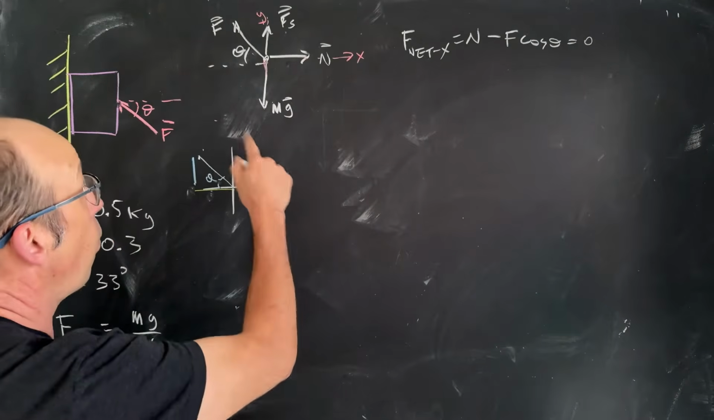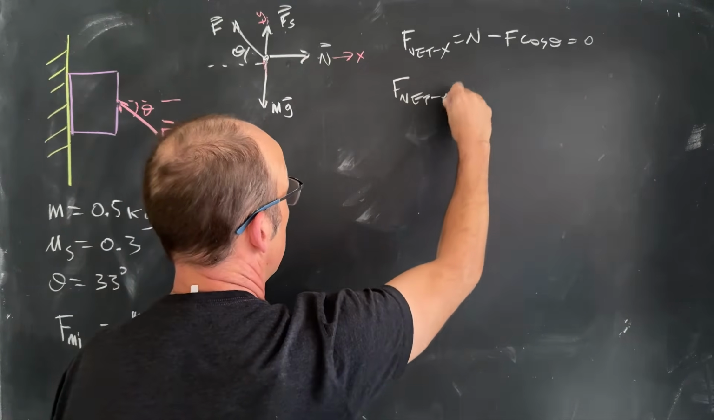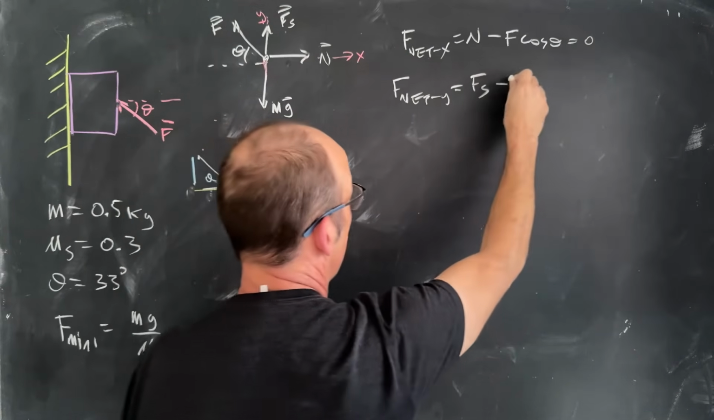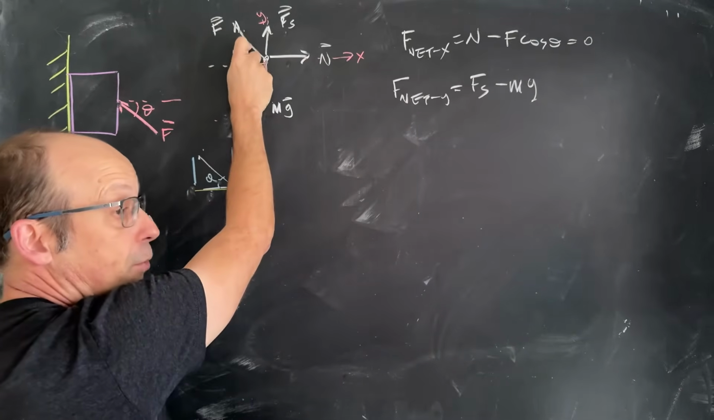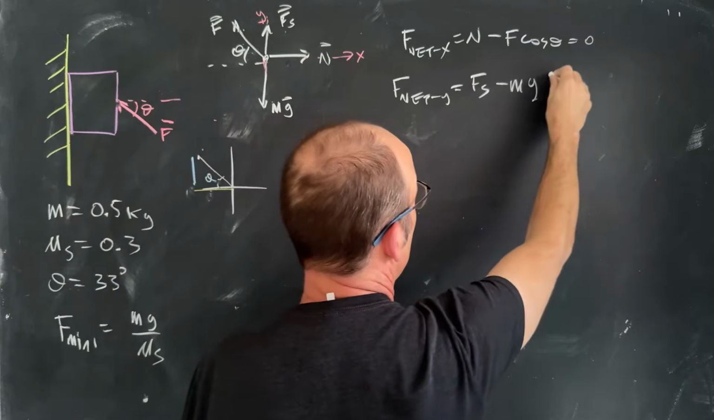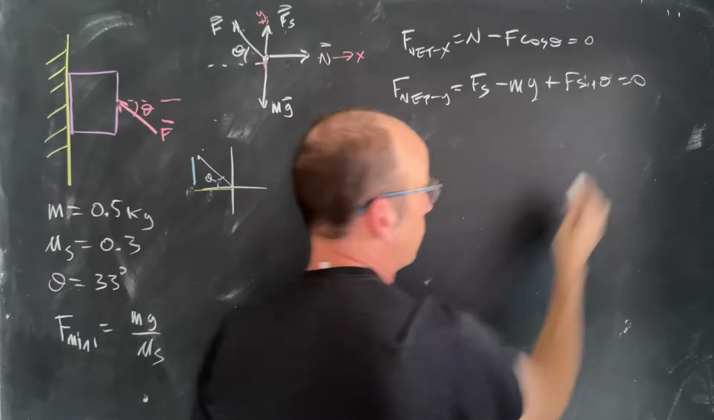Now for the y direction, F net in the y direction, I'm going to get the friction force. I'm going to get gravity in the negative direction. And then I'm going to get a component of this pushing force in that same direction. And there's going to be F sine theta. So it's going to be plus F sine theta equals 0.